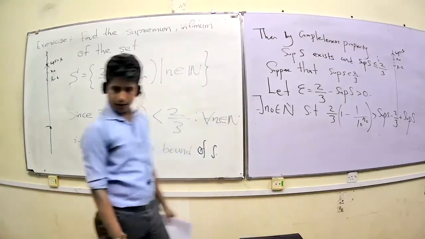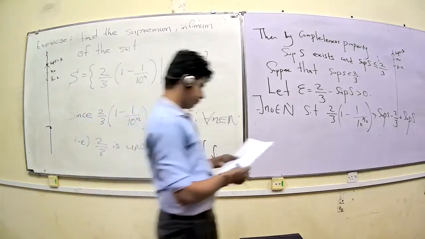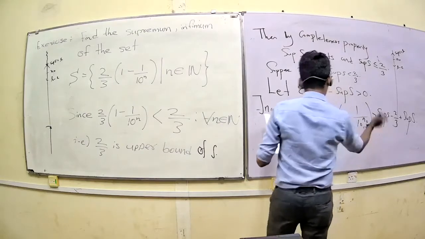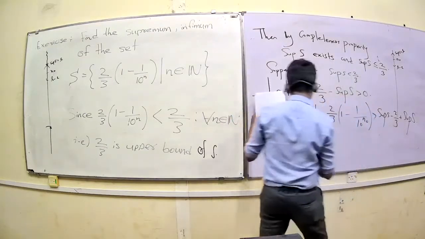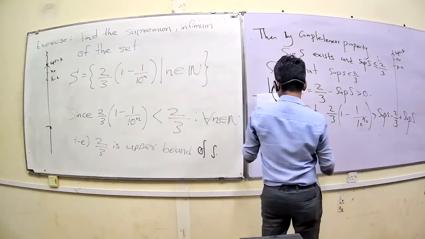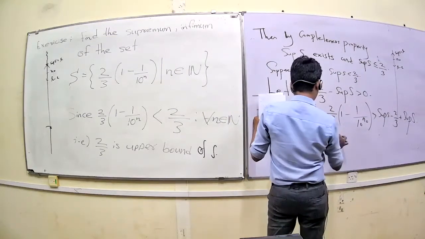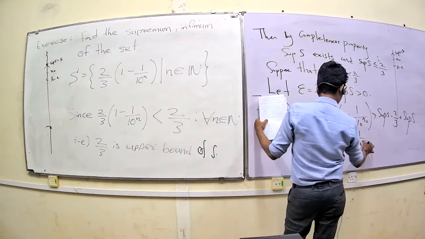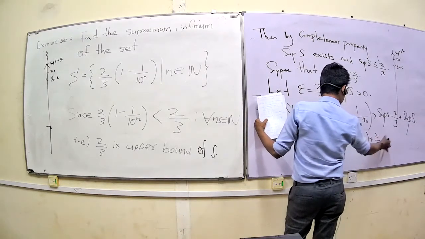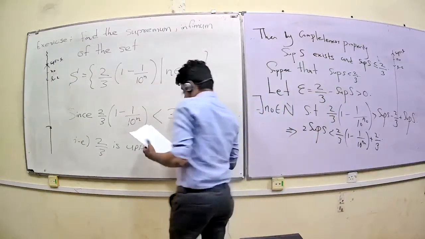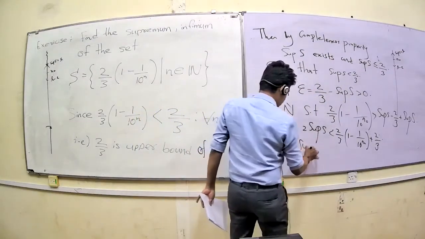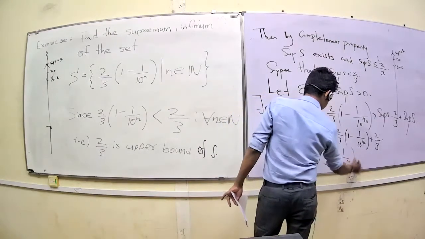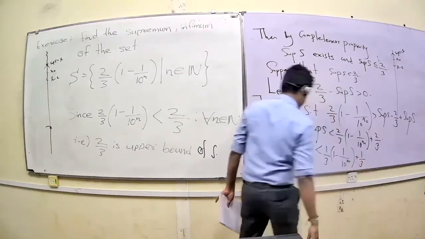Right. Therefore, supremum of S. Then you can do some operations there. Suppose we add supremum of S there. Therefore, 2 supremum of S. Then what is the sign for this one? Here this one is greater than 2 by 3, 1 minus 1 over 10 to the power n naught plus 2 by 3. So this one you can write supremum of S less than 1 by 3, 1 minus 1 over 10 to the power n naught plus 1 by 3.